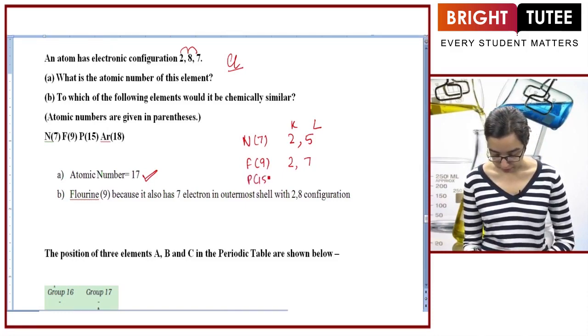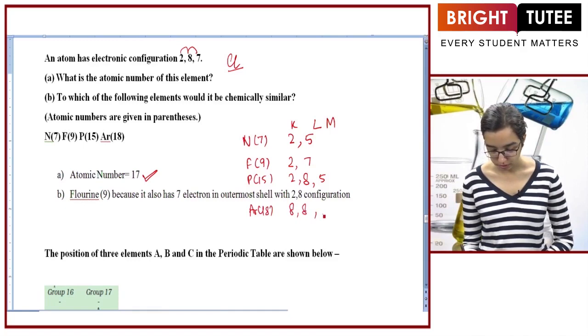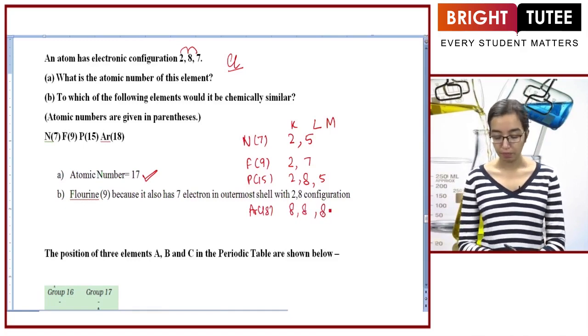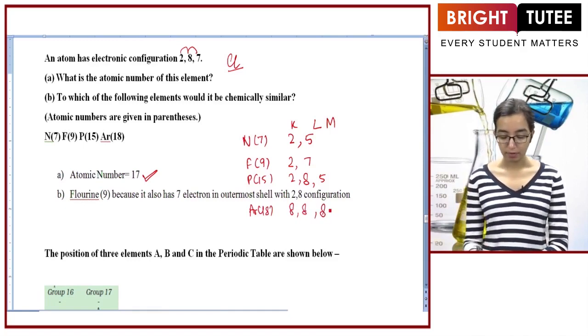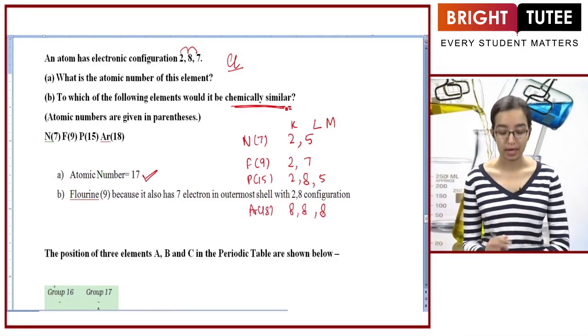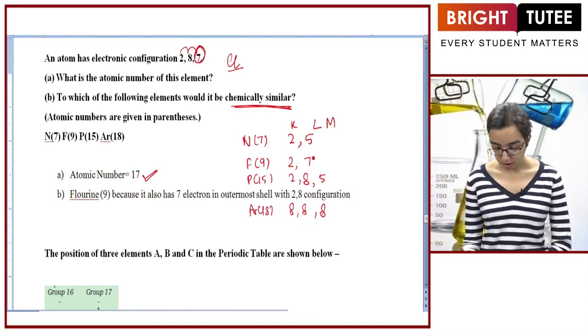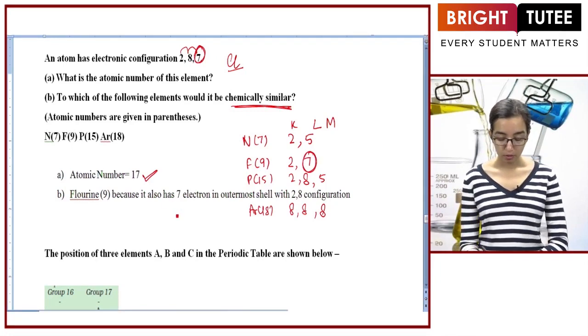Phosphorus has atomic number 15, which would suggest 2, 8, 5 configuration. And then finally we have argon with atomic number 18, which would have 2, 8, 8 configuration. Now based on this we have to find chemically similar. Chemically similar means something which has the same number of valence electrons. So we want something with 7 electrons in the valence shell. Since fluorine is the only one with 7 electrons in the valence shell, fluorine would be the answer.